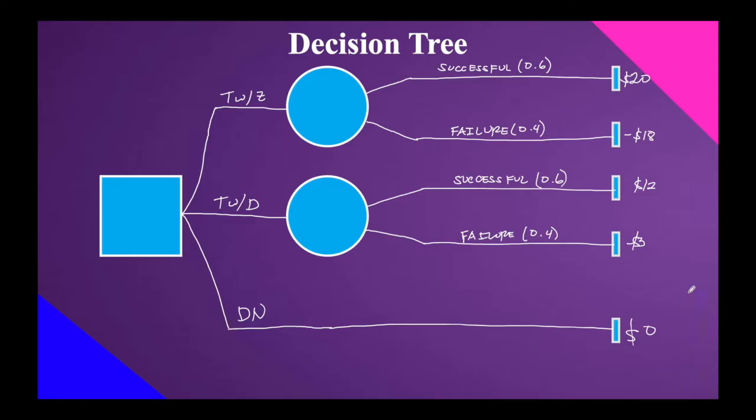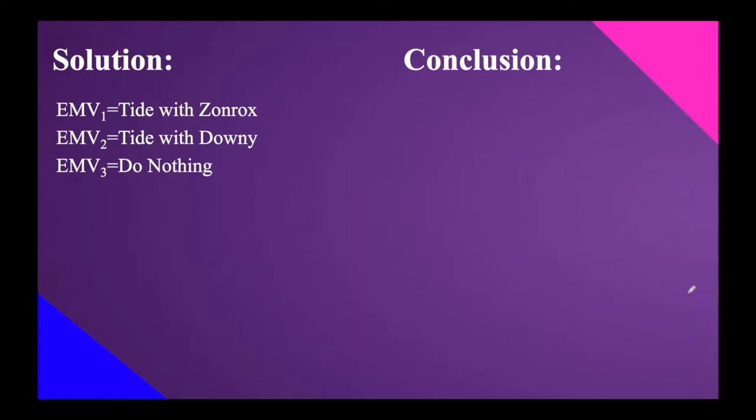Okay? So, next, let's have our solution. For the solution, we will compute, guys, for the EMV value, expected monetary value. So, EMV sub 1 will be for Tide with Sunrocks, EMV sub 2 will be for Tide with Downy, and EMV sub 3 will be for do nothing. Our solution is same lang sa ating decision theory before, sum product. So, let's write here, EMV sub 1 Tide with Sunrocks. Let's go to their payoff.